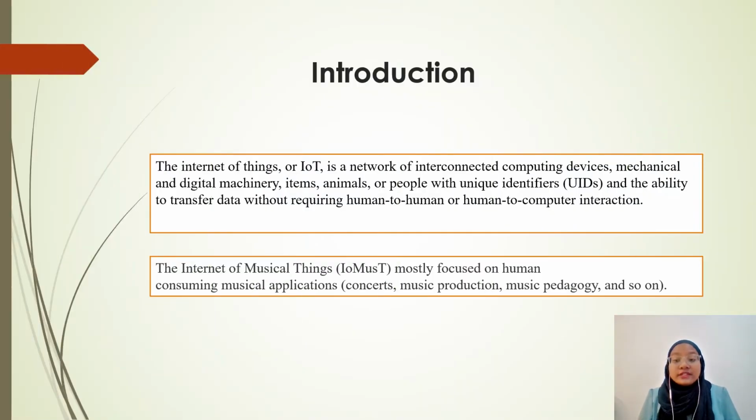All right. So for the introduction, what is actually the Internet of Things or IoT? The Internet of Things, IoT, is a network of interconnected computing devices, mechanical and digital machinery, items, animals, or people with unique identifiers, UIDs, and the ability to transfer data without requiring human to human or human to computer interaction. But now, what is IoMusT and what is the connection with audio?